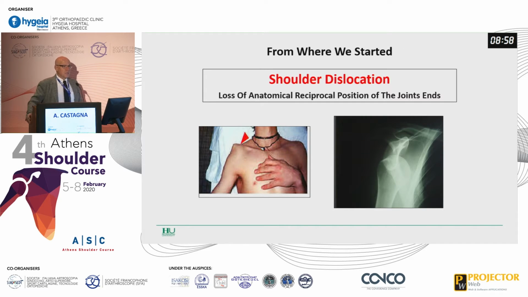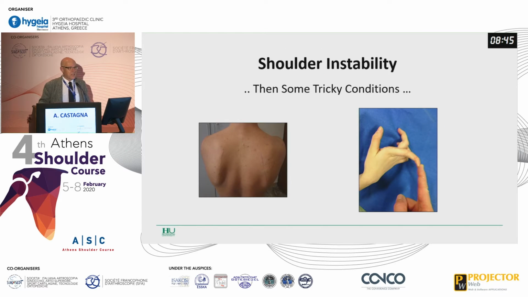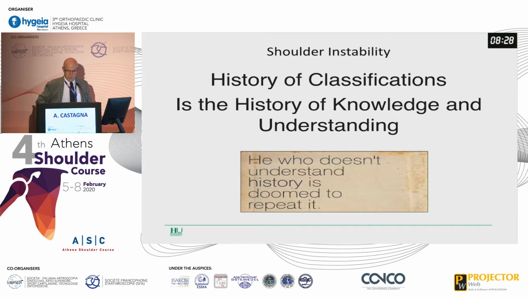Then, shoulder instability, from where we should start, with the logical loss of anatomical position of the joint's end. It is the dislocation. Easy. But then, we started understanding that there is something in between. Some tricky condition, like the postural condition of the scapula that was shown by the German friend, or maybe some looseness, and many other conditions were adding to this basic dislocation of the glenohumeral joint.